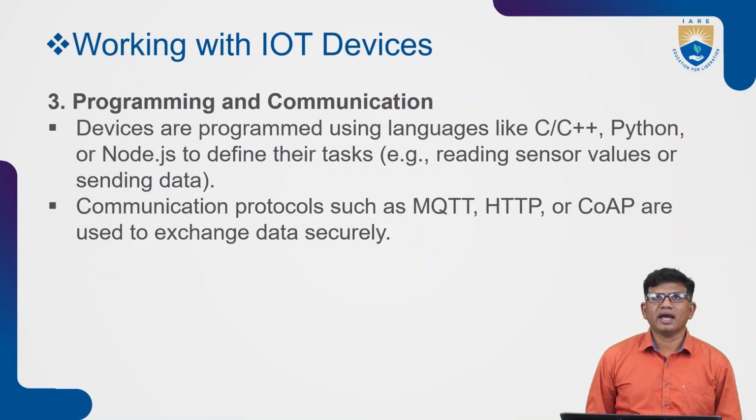Next, the programming and communication. Various physical devices are being collected here in an automation process. So we have to write the instructions using basic languages like C and C++, so that they can be understood by the user and the board terminals. The devices are programmed using languages like C, C++, Python, or Node.js to define their tasks. Examples are reading sensor values or sending data.